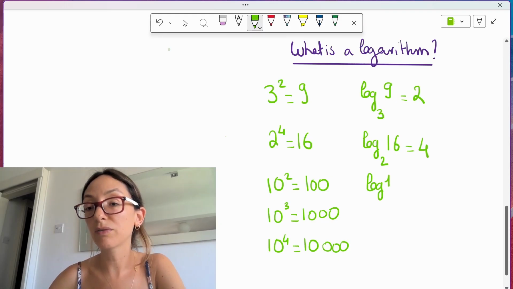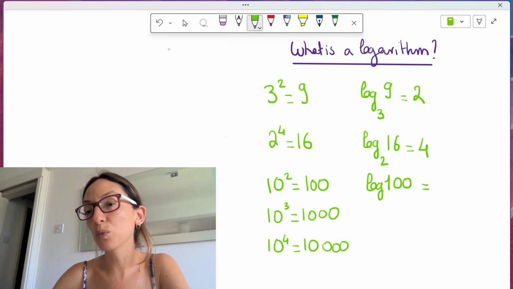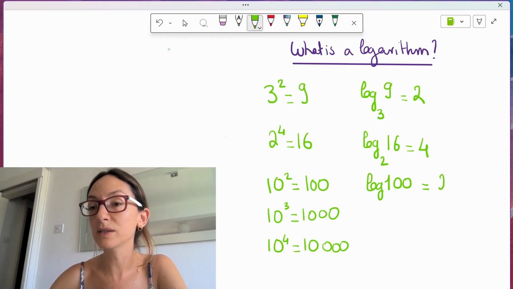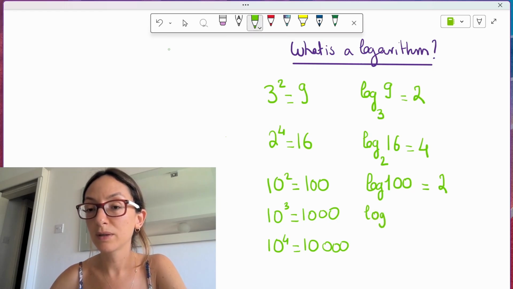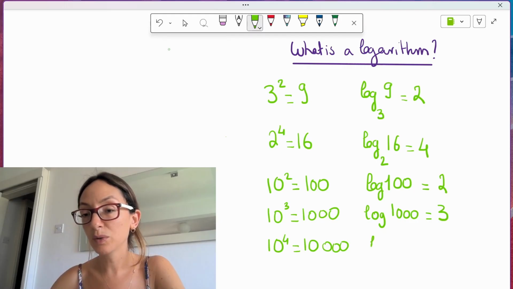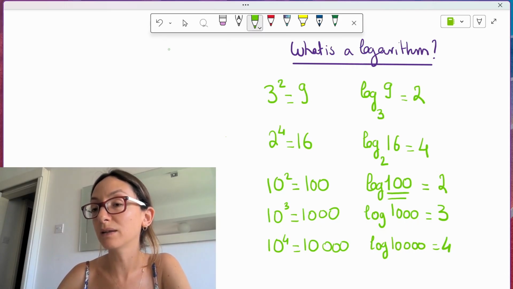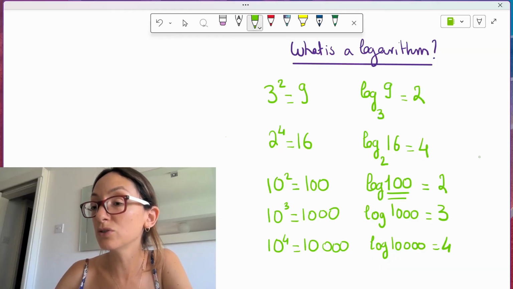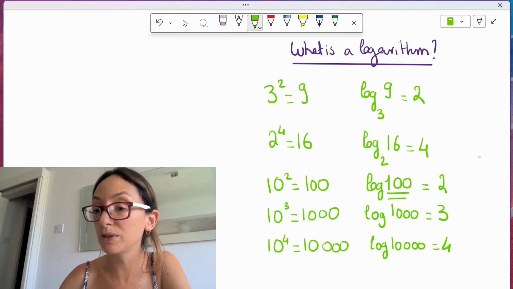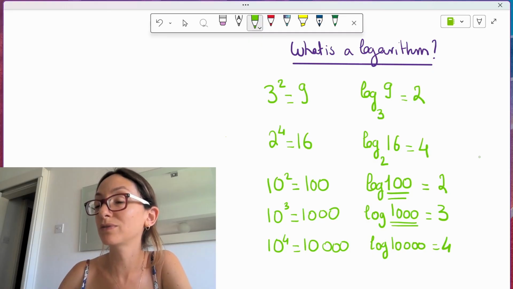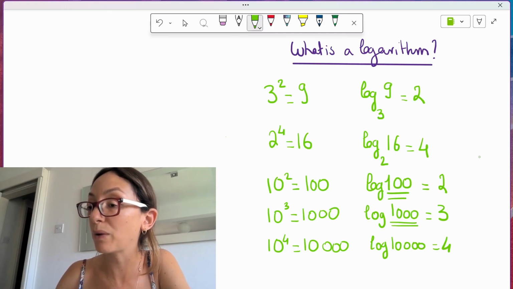Now, what is log of 100? So what are we asking here? We're saying, what is the power base 10 that gives us 100? And the answer is 2. Now, what is the power base 10 that gives us 1,000? That is 3. What is the power base 10 that gives us 10,000? That is 4. Or in other words, how big is 100 in terms of powers of 10? The order or the magnitude is 2. It's 10 to the power of 2. Similarly, how big is 1,000 in terms of powers of 10? It's of order 3 or power 3.